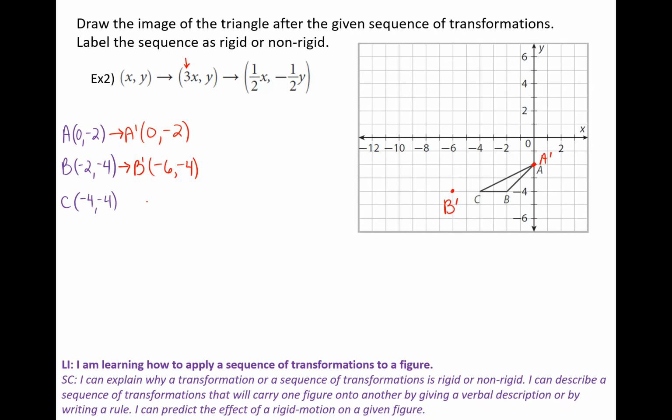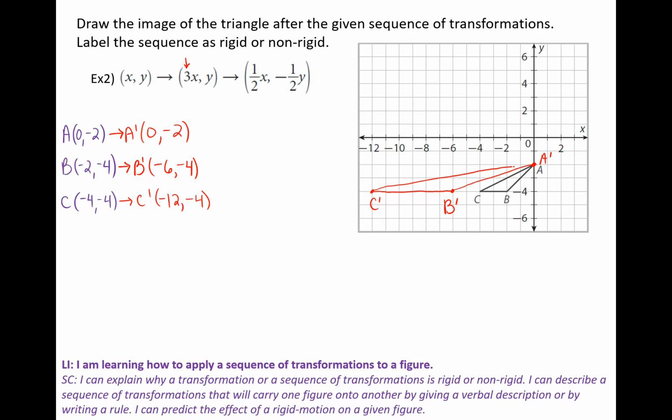And then finally, C prime, same basic thing. I'm going to multiply by 3 for the X. So 3 times negative 4 is negative 12. And then the Y value stays the same at negative 4. All right, so let's put that on our graph. Negative 12, negative 4, way over here. There is my C prime. And yes, we get the joy of connecting the dots. So I'm going to connect the pieces of my triangle here. Let's see, A prime to B prime, and this one's the fun one.